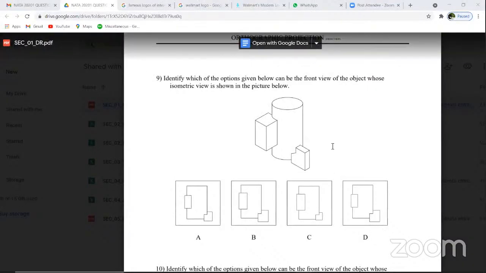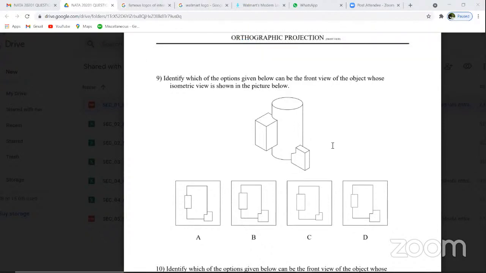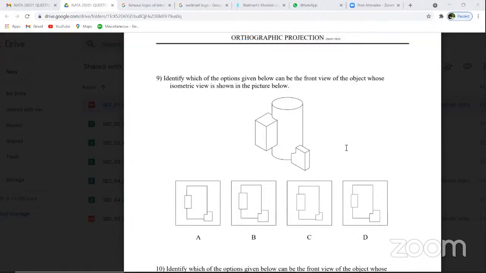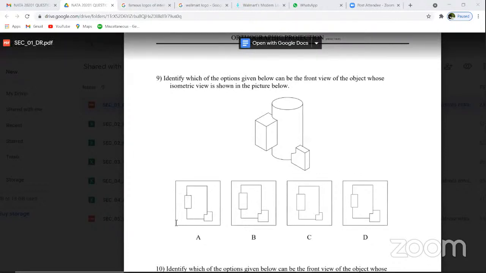Audible? Yeah, ma'am. Okay, great. Try this one. B. B is correct because this is very small, as is this. A is too small compared to this one. So B would be correct.